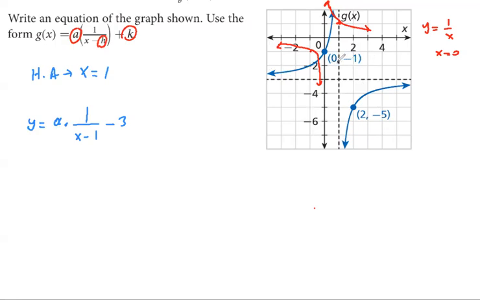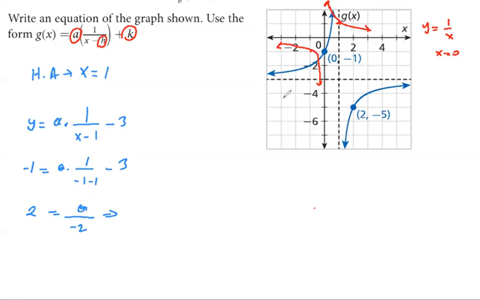So if I just choose, let's say, this point (0, -1) and plug it into this equation, I should be able to get this a. So let's go ahead and do that. If I choose x is 0 and y is -1, you will get -1 equals a times 1 over x is -1 minus 1, minus 3. If you add 3 to both sides to cancel this, you get -3 plus -1 plus 3, which is 2, equals a times 1 is a, over the denominator is -2. If you multiply both sides by 2, did I miss anything?